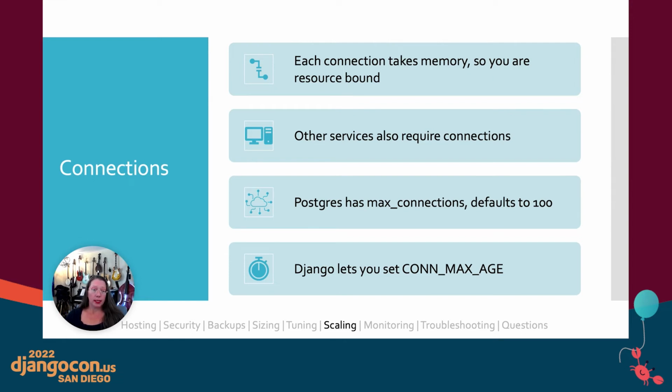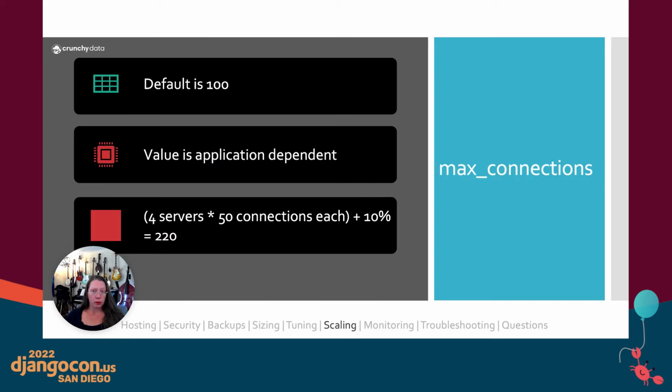One thing to keep in mind is that everything that connects to Postgres requires a connection, even if that's you connecting with psql or your Postgres GUI tool, or if that's your reporting server, whatever you have, those all require connections. Postgres has a max connections setting, and we'll talk about that in just one second. And then there's a connection age setting in the Django ORM too, and a lot of people tune that as well.